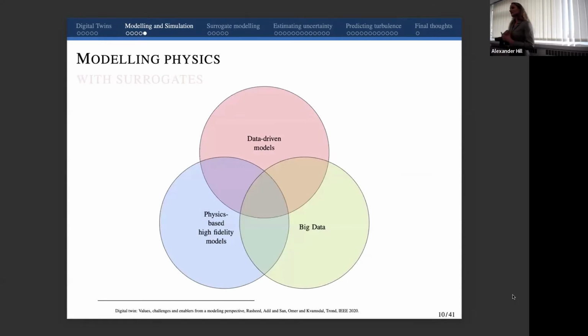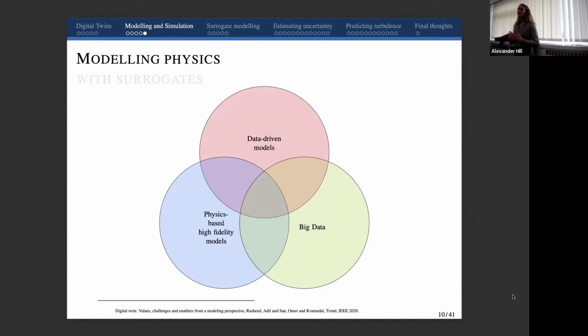And well, obviously, there's no perfect world. Both of these approaches have advantages and disadvantages. For example, data-driven models, once trained, are quite stable. However, physics-based modeling can generalize better within the same physics than the data-driven models.